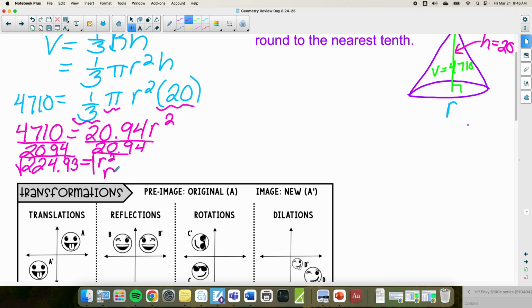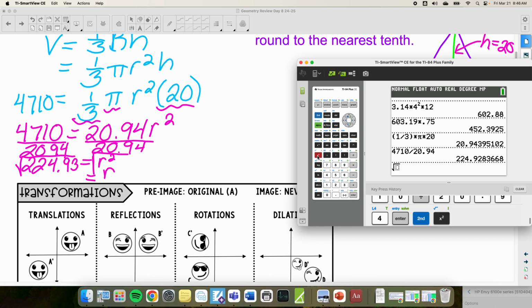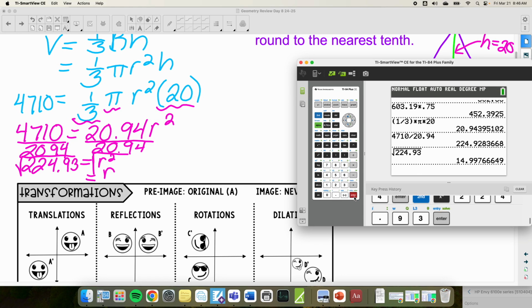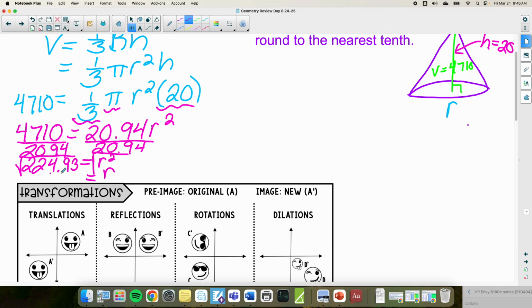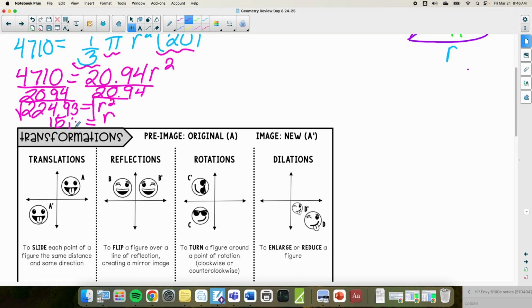So now what I would do is take the square root of 224.93. And if I do that, I can go second square root. I could take it of that whole thing. It's just whichever way I do it, I might get a little bit different answer. I put in the 224.93, and wouldn't this round, if I'm doing it to two places, what would it round to? 14.997 is going to get me 15, and that is in inches. So my radius is 15 inches.